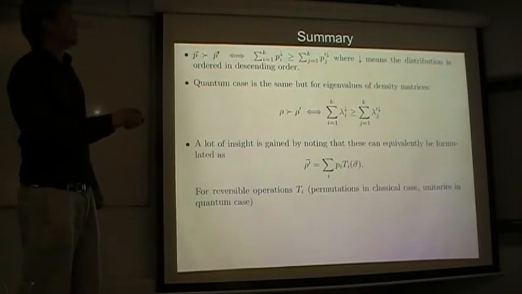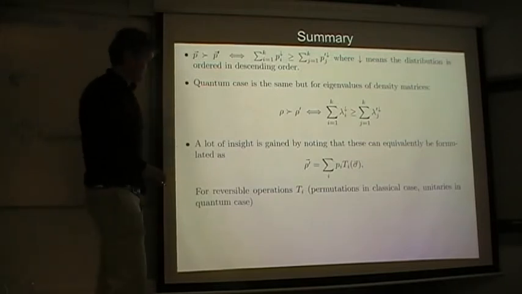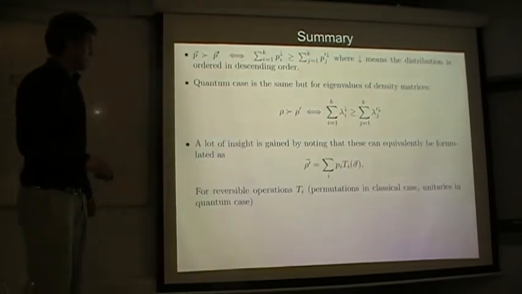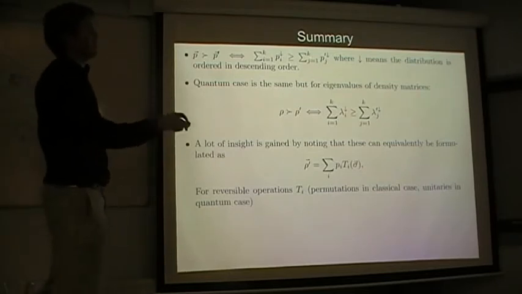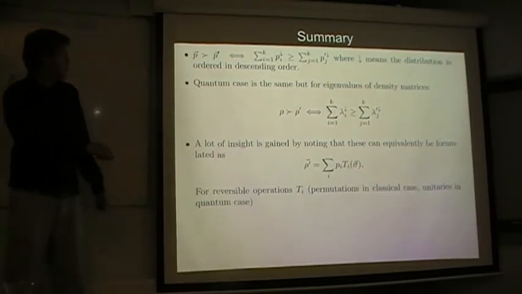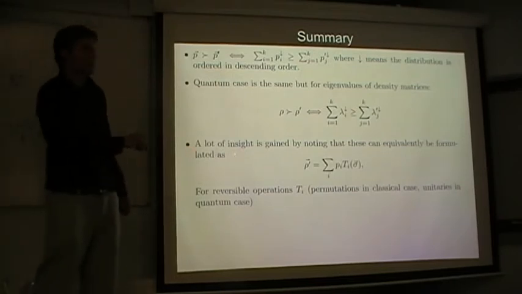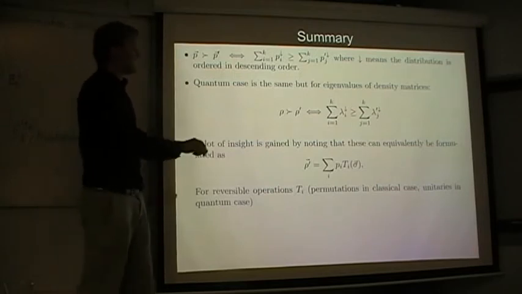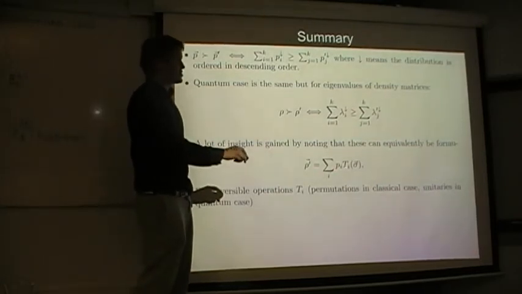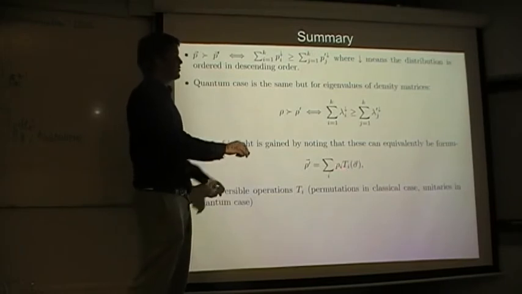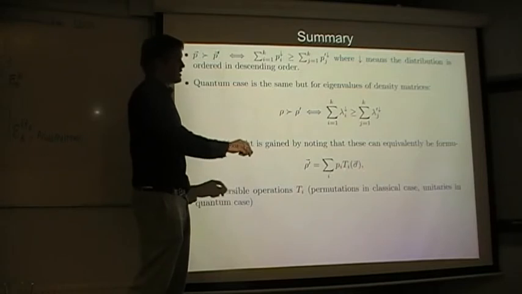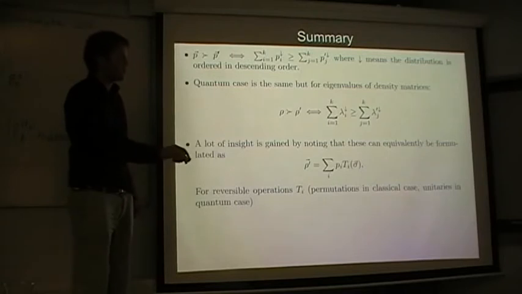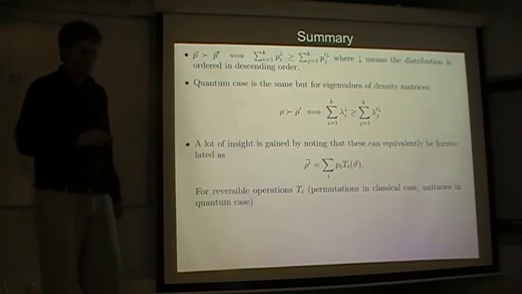So in the quantum case it's the same, but for eigenvalues of density matrices. So this one majorizes that one if its eigenvalue spectrum majorizes the other one. And I forgot to put in for all k. And then I argue that a lot of insight is gained by noting that these can be equivalently formulated as rho prime being a probabilistic combination of the result of applying reversible operations on the state in question. In the classical case, these are permutation matrices, and in the quantum case, these are unitaries.